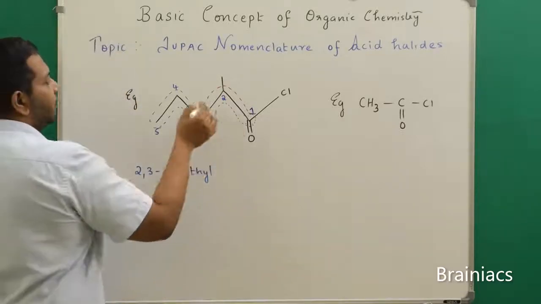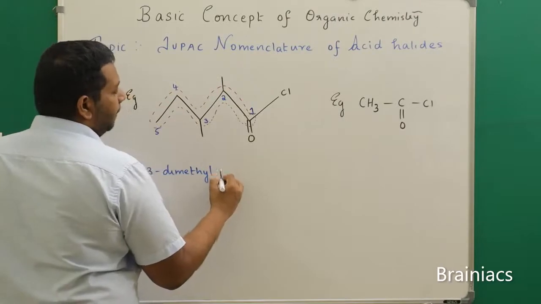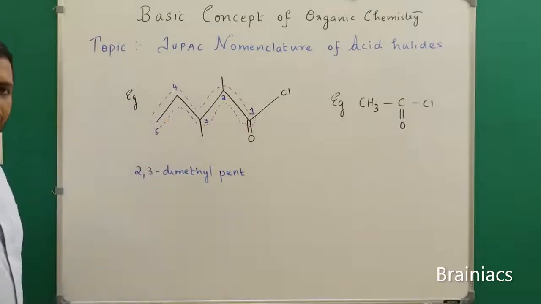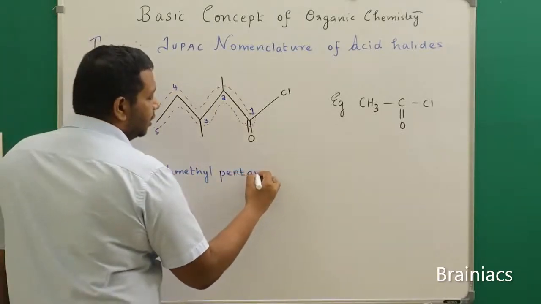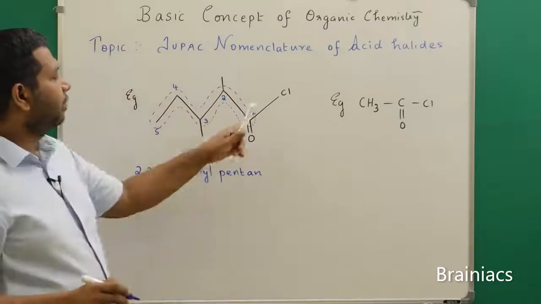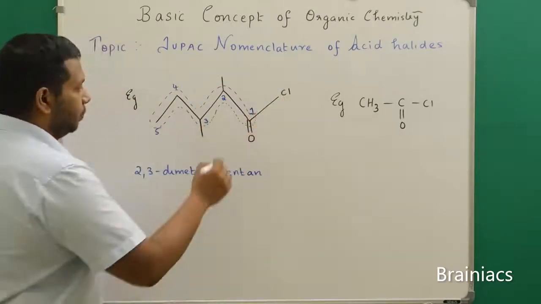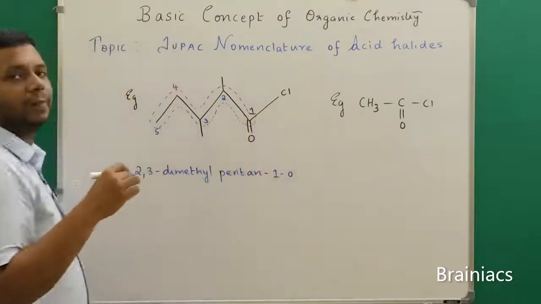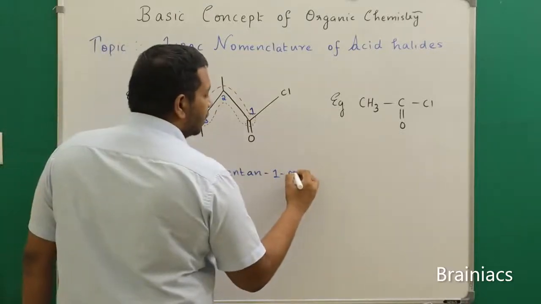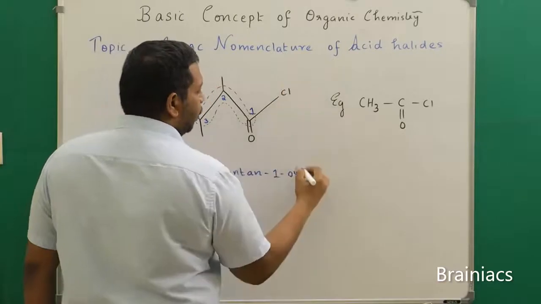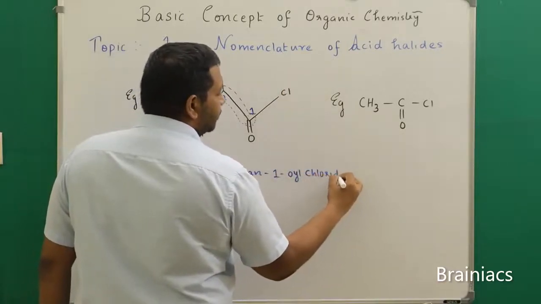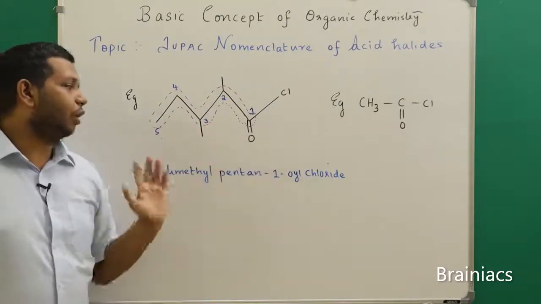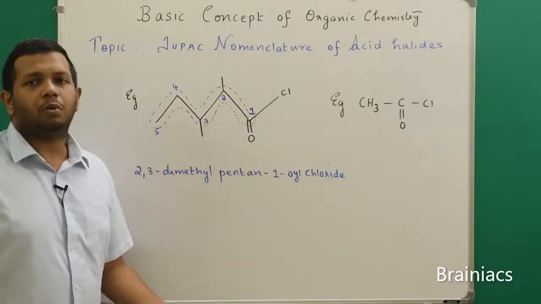And what is the word root? There are 5 carbon atoms, so the word root should be pent. How are the 5 carbon atoms linked? They are linked through single bonds, so I can say it is pentane, correct? And I know that there is a secondary suffix because there is a functional group. At what position? At position number 1. So I can say pentan-1. We know the suffix if the carbon atom is included. What is that? Oyl, correct? Oyl halide. So here it is chloride, so I can say oyl chloride. So what is the name of this compound? 2,3-dimethylpentanoyl chloride or pentan-1-oyl chloride. Both are correct.